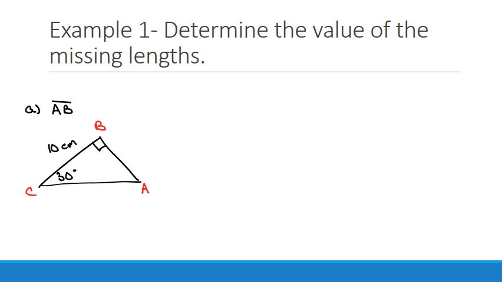Determine the value of the missing lengths. So the missing length, we're looking at this AB, side AB. So what side is that? Well, it'd be the side between the letters A and B, so that's going to be right here. I'll put a question mark there.